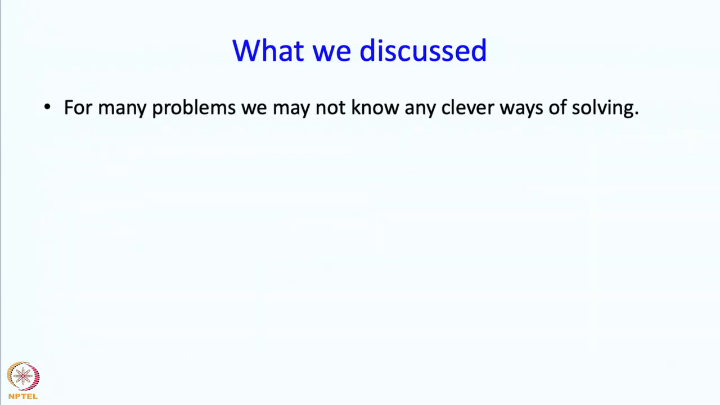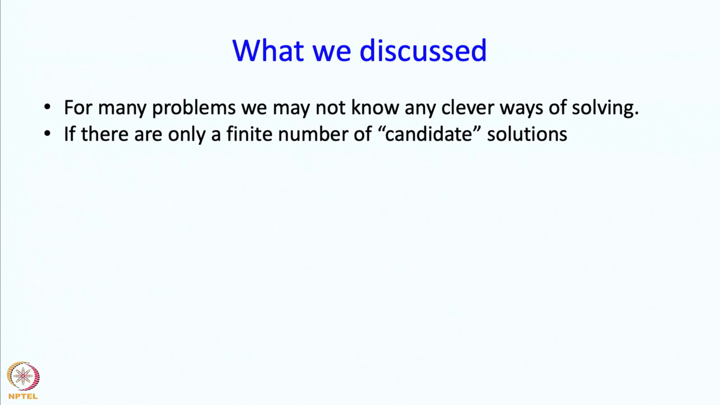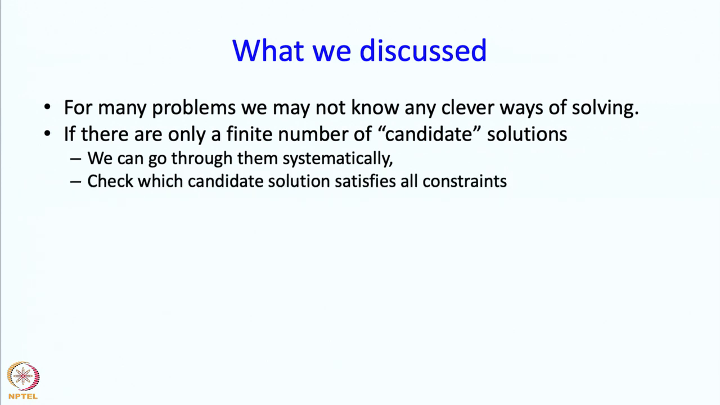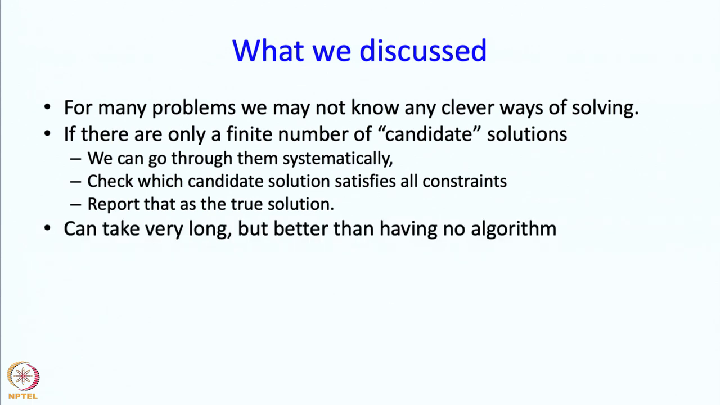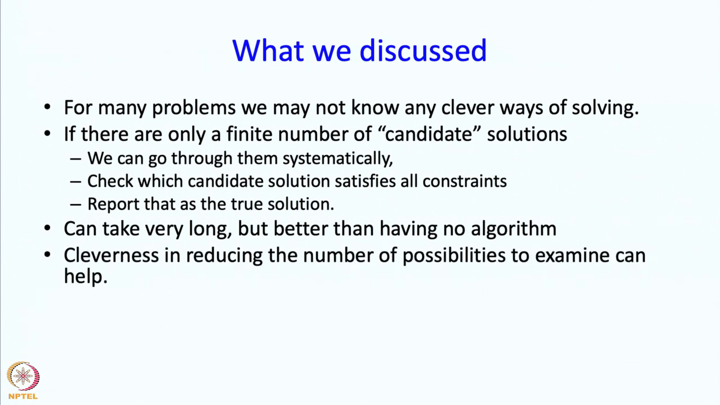Alright, so what did we discuss in these two segments? What we discussed was that for many problems we may not know any clever ways of solving them. But if there are only a finite number of candidate solutions, then we can go through them systematically. We can check which candidate solution satisfies all constraints, and we report that as the real solution. Okay. This can take very long, but it is better than not having an algorithm. Okay. But of course, there is room for cleverness.